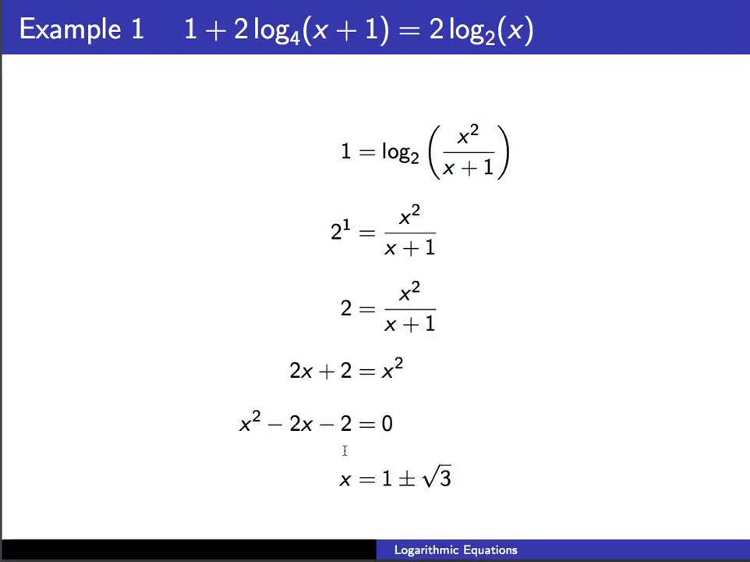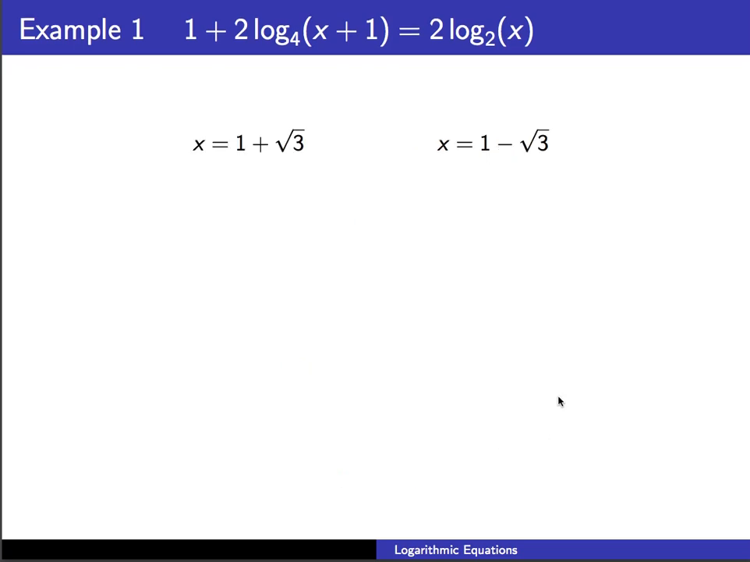When we use the quadratic formula, we get our values of x to be 1 plus or minus the square root of 3. So we have x equals 1 plus the square root of 3, and we have x equals 1 minus the square root of 3. In terms of decimal approximations, 1 plus the square root of 3 is about 2.7321, and 1 minus the square root of 3 is about negative 0.7321. Now that creates an issue. This negative creates an issue on the right-hand side, where if we do 2 times log base 2 of negative 0.7321, this negative 0.7321 is outside of the domain for this logarithmic function, so we can't include it. We have to discard it.